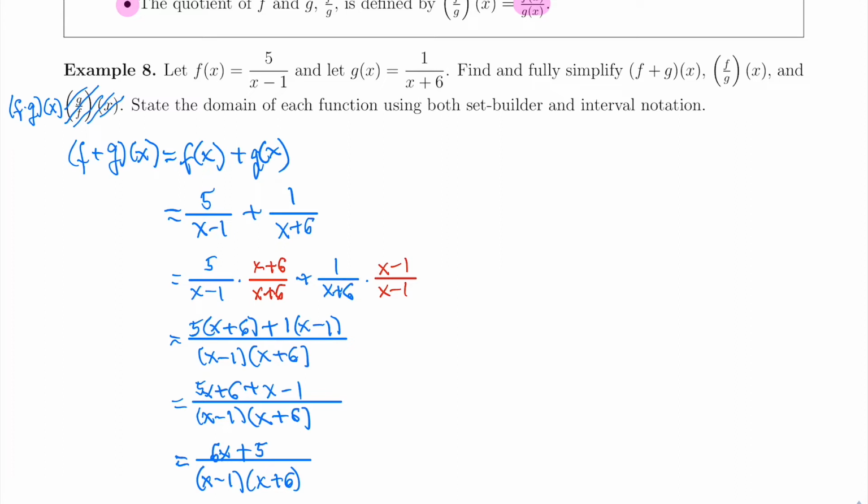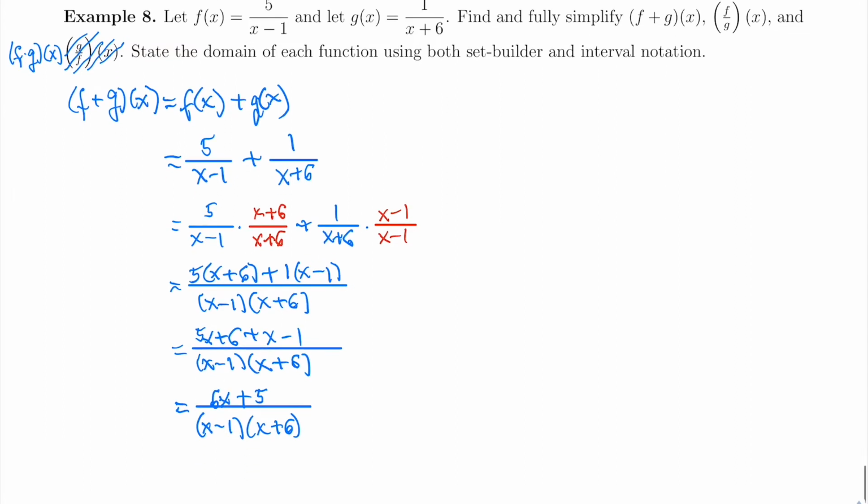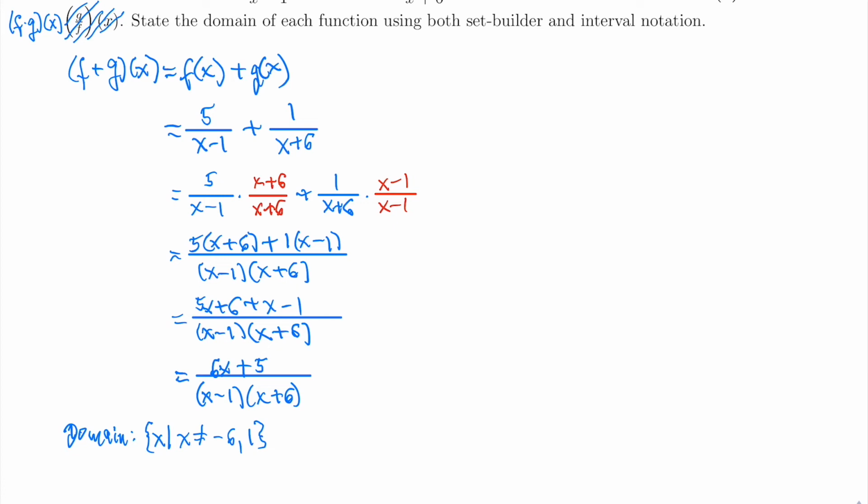So then the domain for this new function will be, right, we have a denominator that should not be 1 and should not be negative 6. So our domain therefore will be all x's that are not negative 6 and are not 1, because those two numbers will make the denominator 0, and that is not allowed. And then if I want to write that in interval notation, it will look like this.